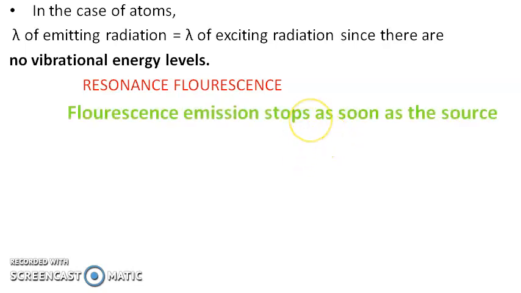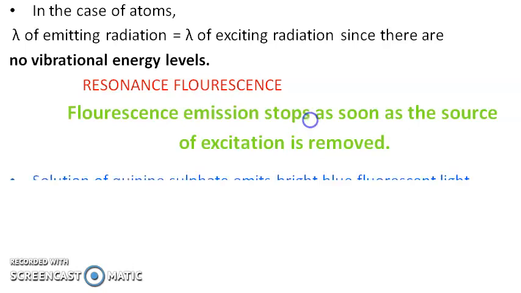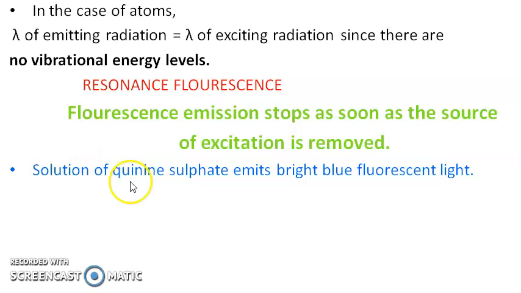Alright, and also fluorescent emission stops as soon as the source of excitation is removed. So you find fluorescence only when you expose the material to light. Once you remove the source of excitation or source of radiation, then fluorescence stops. I give a few examples. One of the examples is quinine sulfate. When it is exposed to UV visible light, it gives bright blue fluorescent light. It fluoresces. But once you remove the light, it will not emit light.